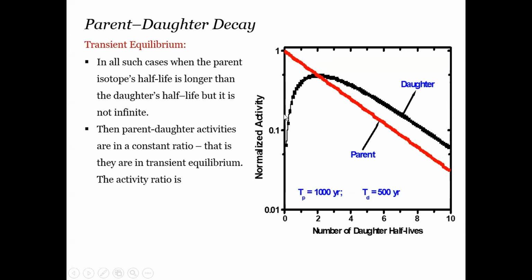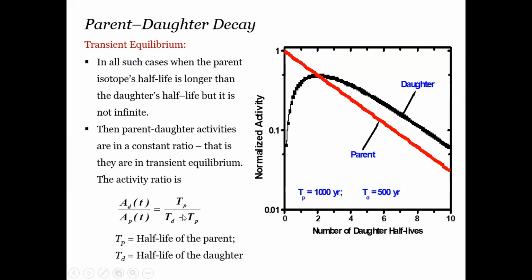transient equilibrium, in which the parent isotope's half-life is long, but the value is not infinite. Then the parent-daughter activities are in constant ratio. So for longer periods, you will see that their ratio is a constant ratio. And that is what we call the transient equilibrium. The activity is really governed by the half-lives, and the ratio is dictated by a constant: T parent divided by T daughter minus T parent is the dictation given in the activity ratio.